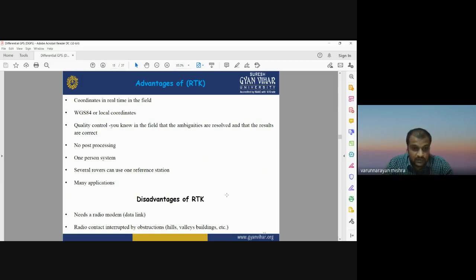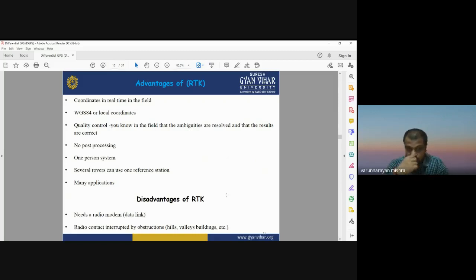The disadvantage is that you need to have a data link between the rover and base station. You need some communication by using radio signal or Bluetooth or wireless data transfer method. Radio contact may be interrupted during the observations. In mountainous regions, hilly regions, valleys, or in case of tall buildings, it is not possible to send the signal from the base station to the rover station. So in some cases, the radio contact between the base station and rover station may be interrupted by different kinds of obstacles.